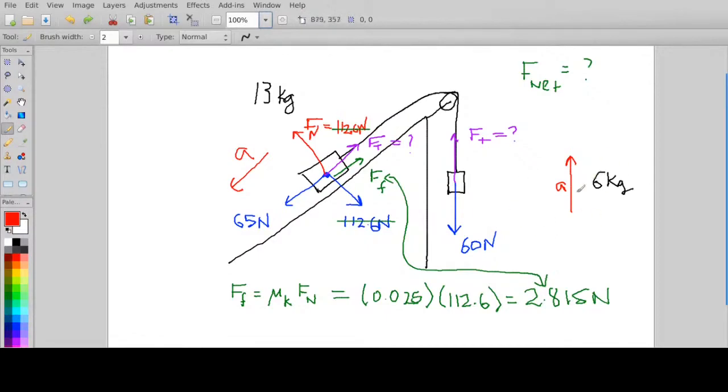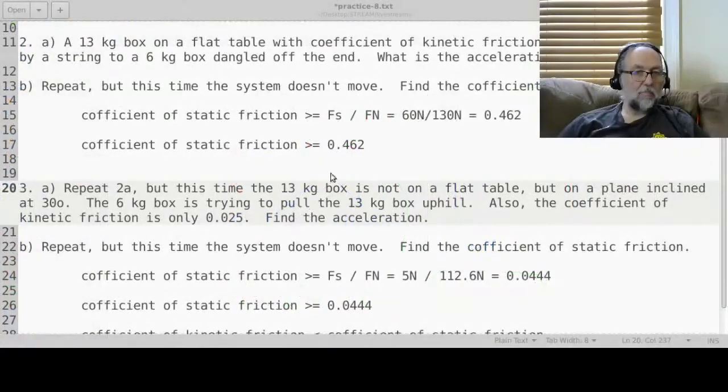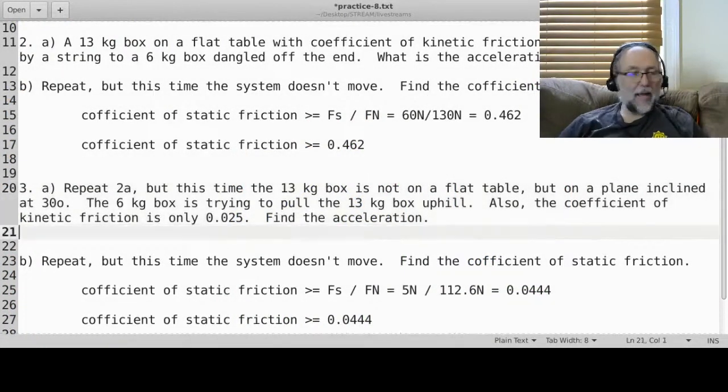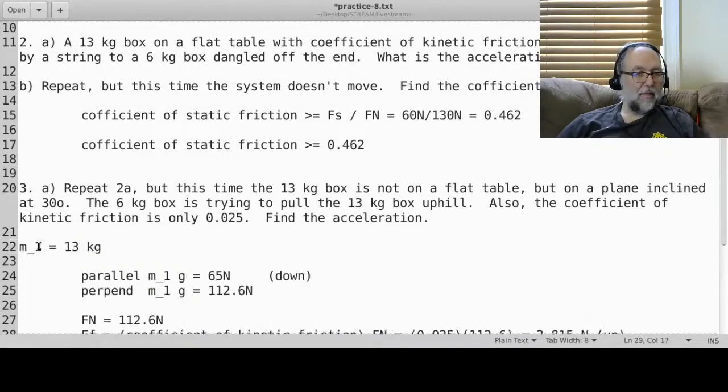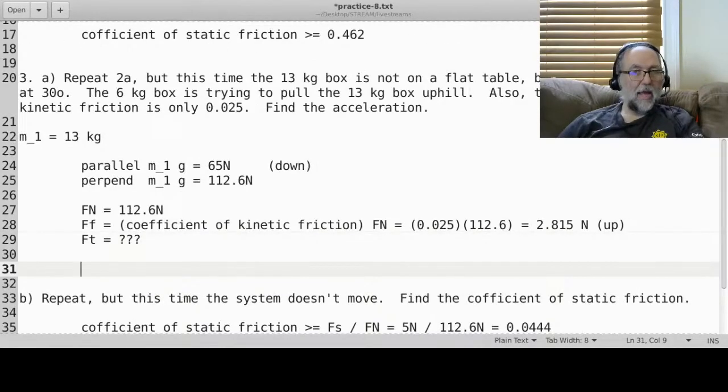For the 6 kilogram, this force here is going to be beating that one, and so you're going to get that the net force is going to be FT minus 60. So let me switch to the other whiteboard here. And I can very quickly cut and paste the answer so I don't waste your time with me typing a lot of stuff. There's this, and there is also this.